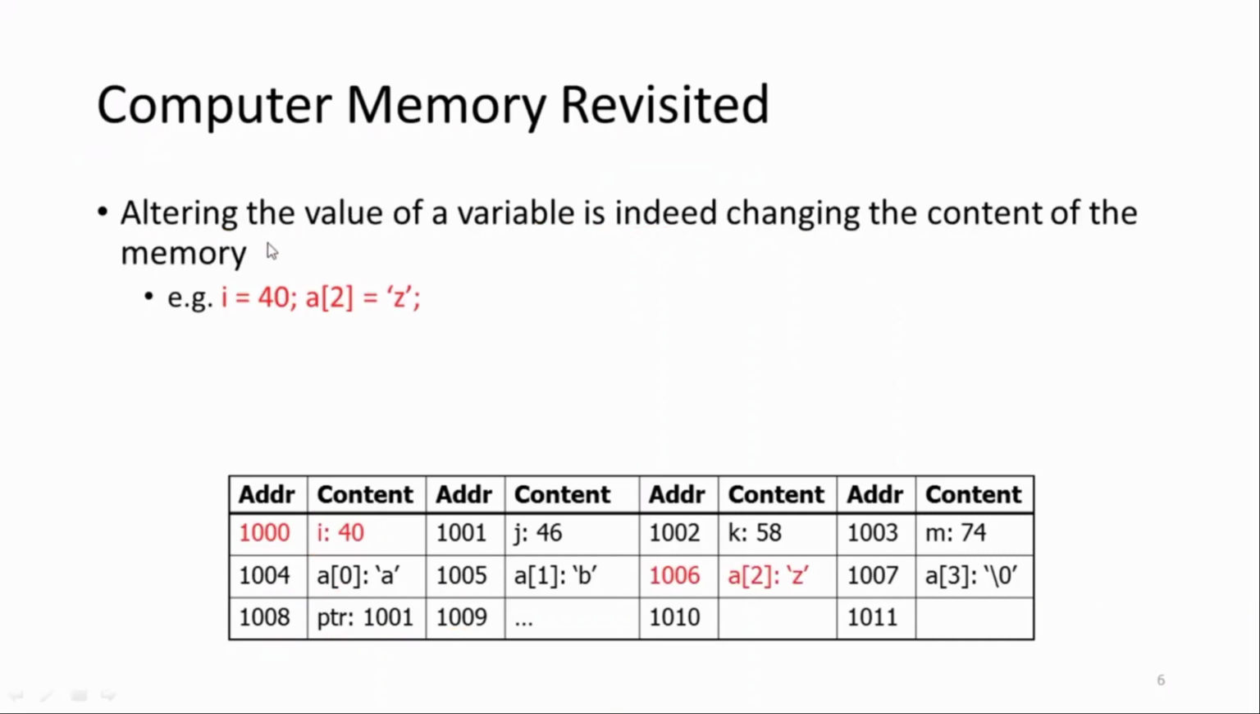Then altering the value of a variable is indeed changing the content of the memory. For example, here I'm taking I is equal to 40, a[2] is equal to z. First, this is the address, I colon 40. These are the contents, and a[2] is equal to z. This is the same, and these are the addresses.